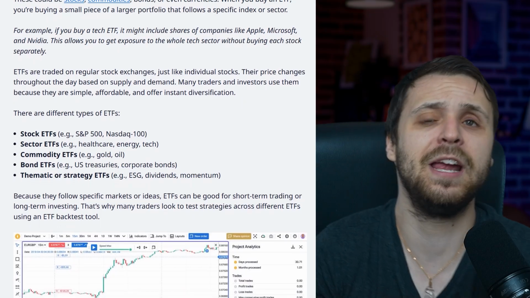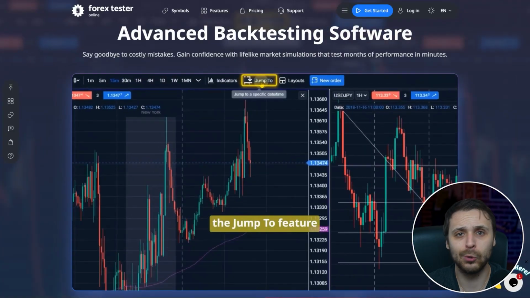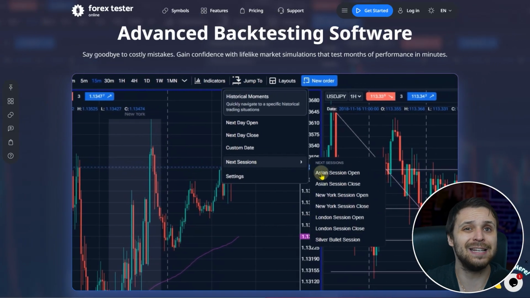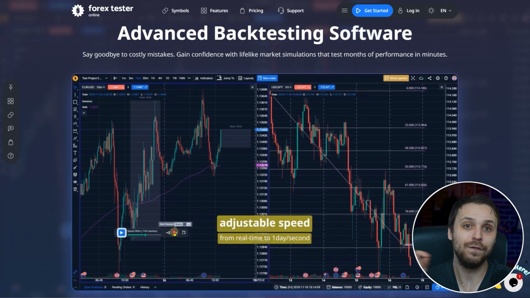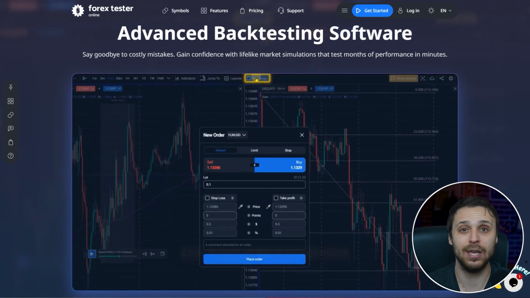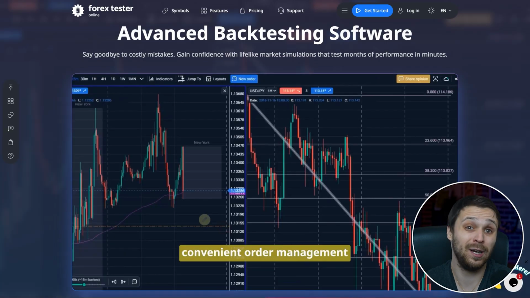But here's the key difference. It has its own tools, and while it's strong, it is an isolated lab. Unlike TradeZella's integrated analytics, Forex Tester is about practicing execution in a vacuum, and that's all it is.